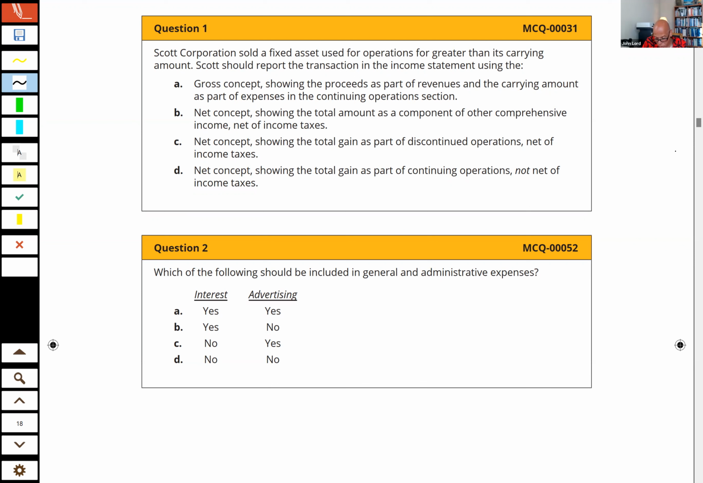Scott Corporation sold a fixed asset used for operations for greater than its carrying amount. Okay, so we're going to have a gain. So where should we report that gain on the income statement? Now, when you look at this, we have three choices. We can report it as operating. We can report it as non-operating. And then the tax is just the tax, isn't it? The tax is the third section. Okay, so should it be operating or non-operating?